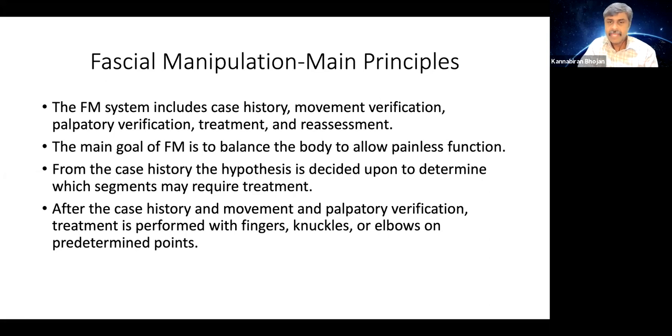From the case history, the hypothesis is decided upon to determine the segments, and after the case history and the palpatory verification, the fascial manipulation treatment is performed with fingers, knuckles or elbow on the predetermined points. The treatment is done with an applicator such as a finger, knuckle or elbow. Sometimes these days there are also advanced gadgets like the Phaser; the Phaser 5 is a gadget specially used to mimic the work of your finger, so if you don't want your fingers to be in trouble, you can also do fascial manipulation with the gadgets. But as instructed by Stecco, it is always safe to do fascial manipulation with your finger.